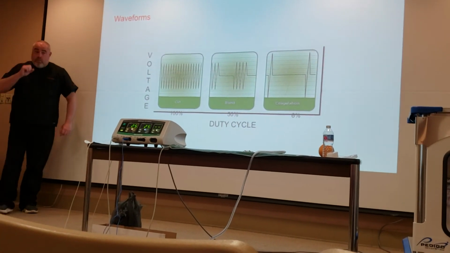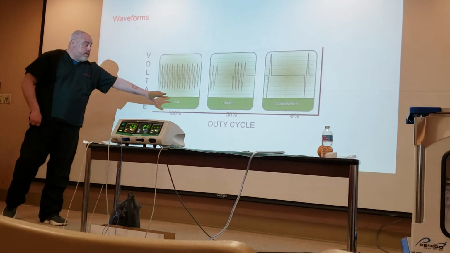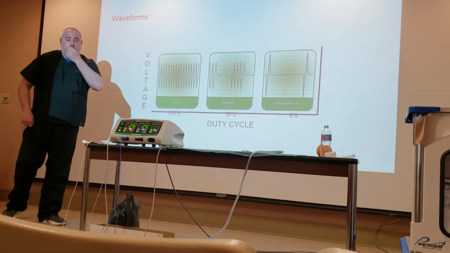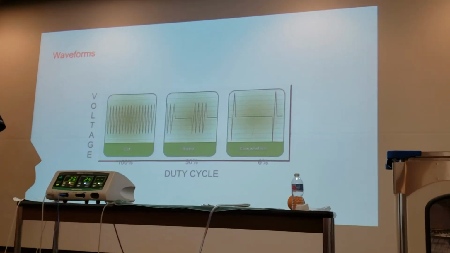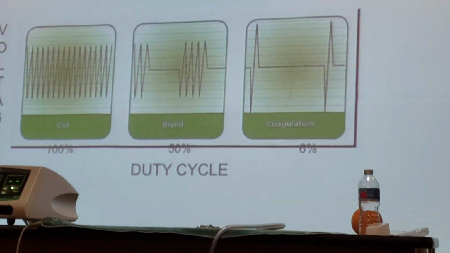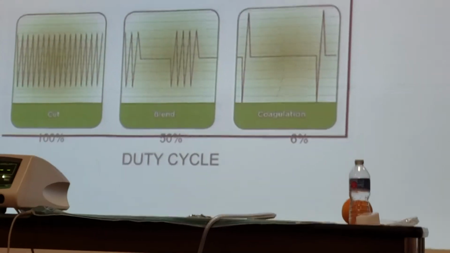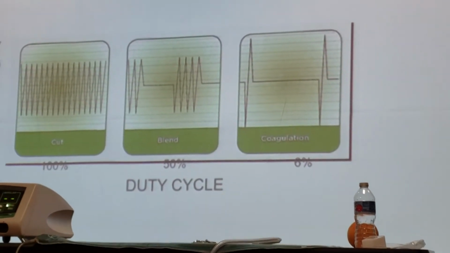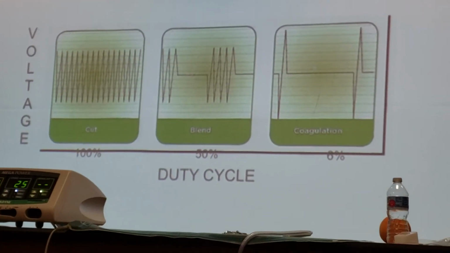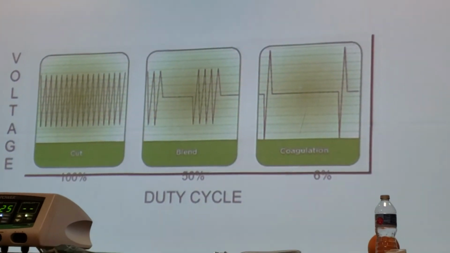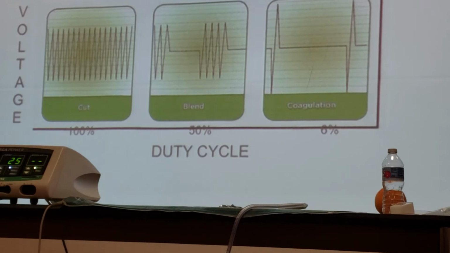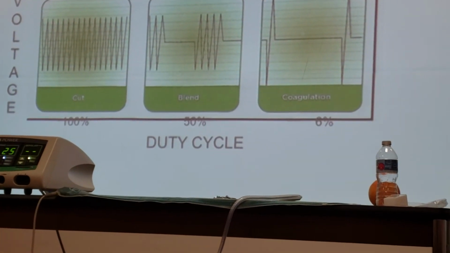This is an example of waveforms. As we all know, there is cut as well as coag, or coagulation. We can blend those waveforms as well. When you look at this and you see the duty cycle as well as the voltage, which one is the safer waveform? Cut. How come? The voltage is less. Exactly. Cut is actually the safer waveform.